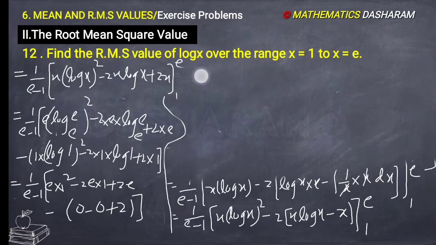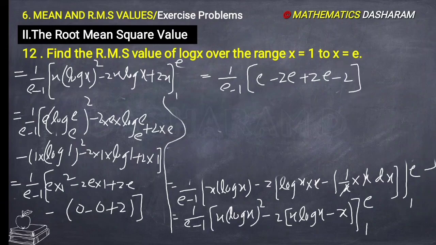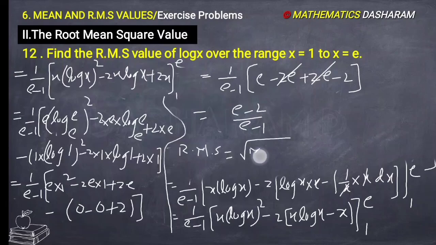So it is equal to 1 by e minus 1, here e minus 2e plus 2e minus 2, the minus 2e plus 2e cancel, so e minus 2 divided by e minus 1 is the MSV value. Now the RMS value is the square root of MSV, so it is under root of e minus 2 divided by e minus 1. This is our required answer.